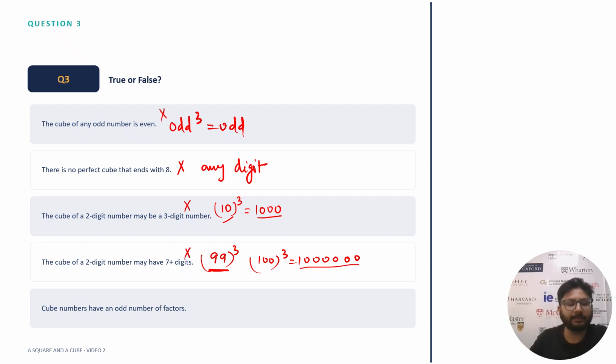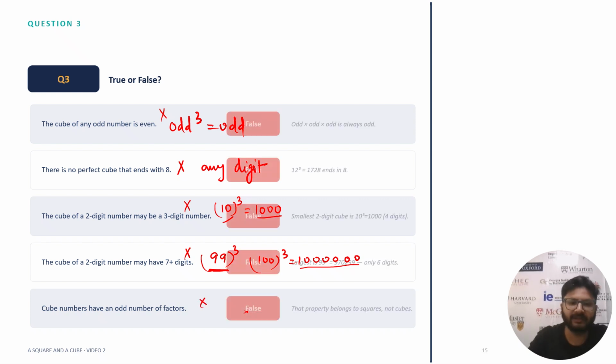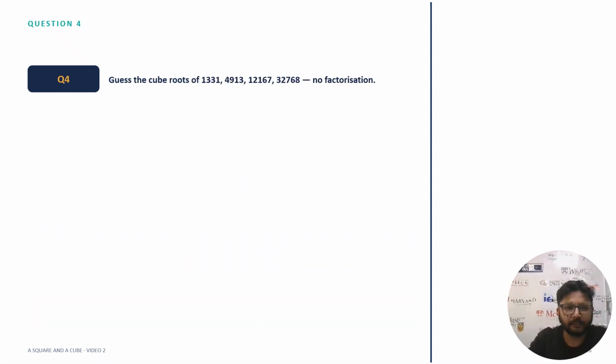And finally, cube numbers have an odd number of factors. That is not always true. Odd number of factors, it is not compulsory. So all of these statements are false. Now, moving on to the next question. Guess the cube roots of these.